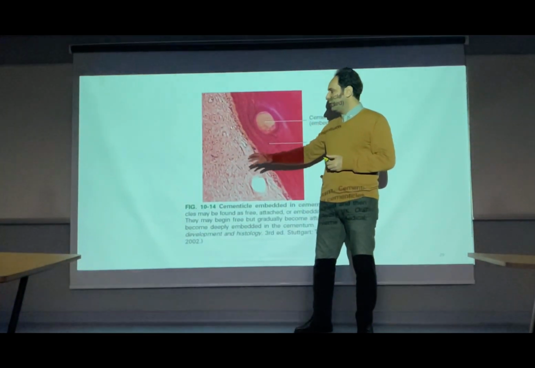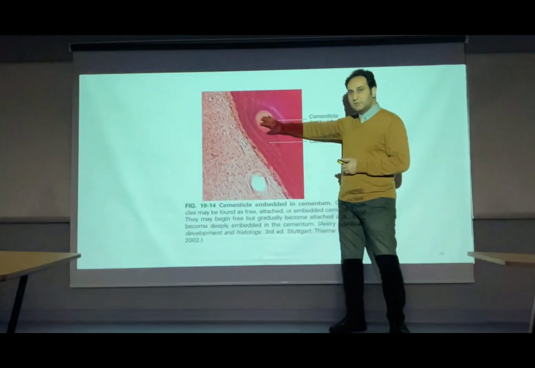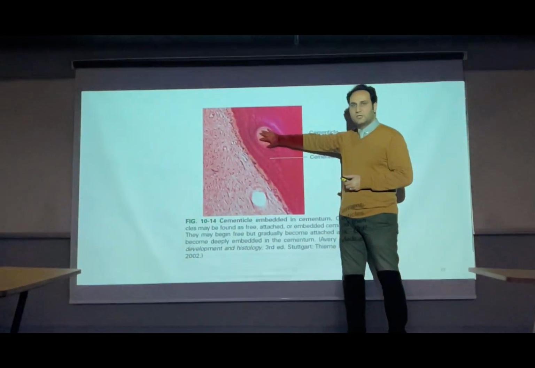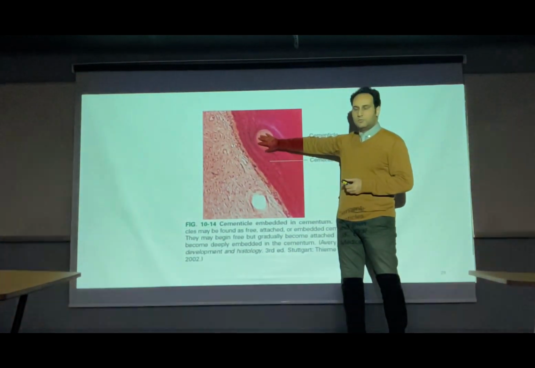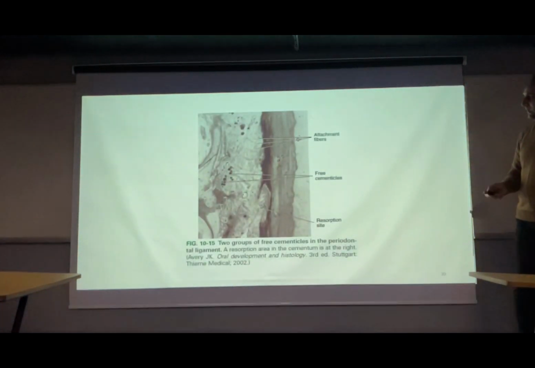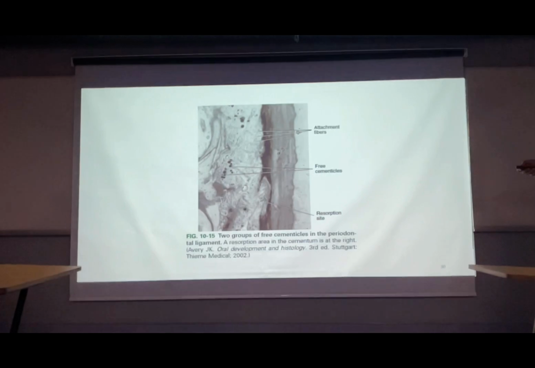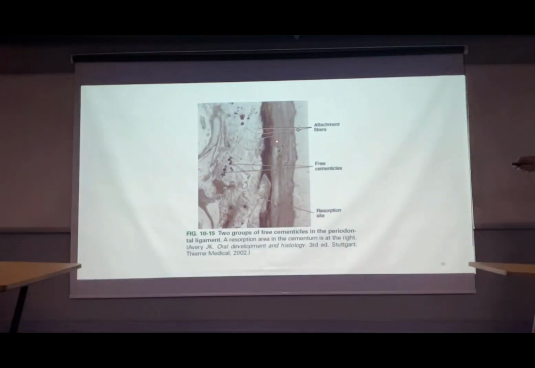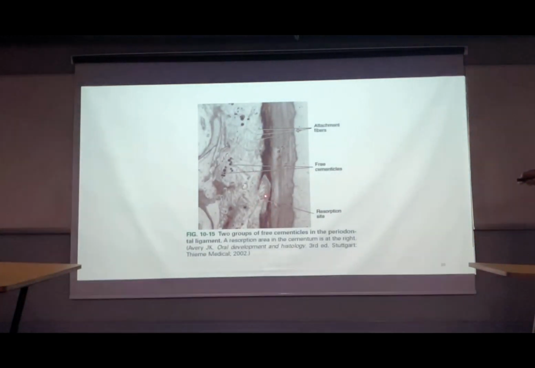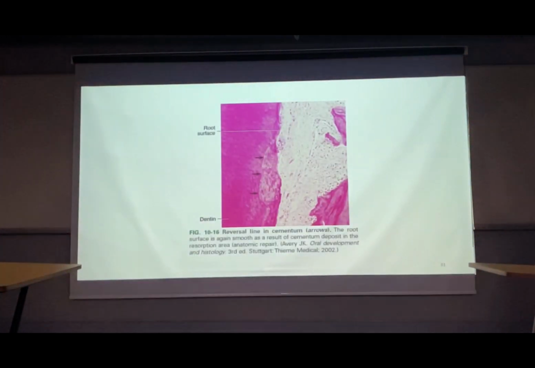But sometimes, with increasing size of the cementum, these cementicles can enter into the structure of cementum. Okay? Here you can see cementicles in the structure of cementum. Again, you can see cementicles in the periodontal ligament, known as free cementicles. And here you can see the fibers attached to the cementum. In this part we have a resorption area filled with periodontal ligament, not normal cementum.